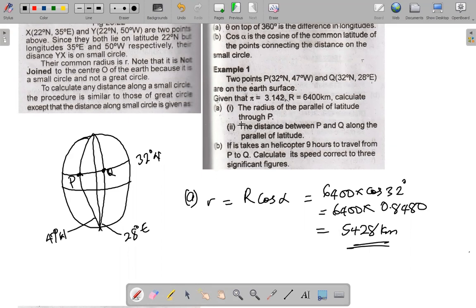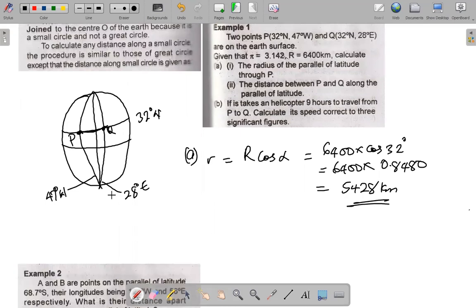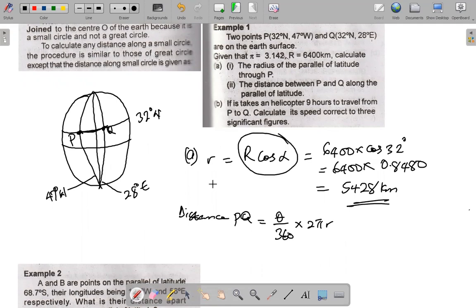Then the B part of that question is the distance between P and Q along the parallel of latitude. This distance here is a distance along a small circle, since the 2 points are on a small circle. This latitude here is a small circle. All lines of latitude are small circles except the equator. It's only the equator that is a great circle. So because it's distance along the small circle, we use the formula, and we call it distance PQ, which is theta over 360 times 2 pi r, small r because it's a small circle. And we know that small r is capital R cos alpha. So this distance now becomes theta over 360 times 2 pi R cos alpha.